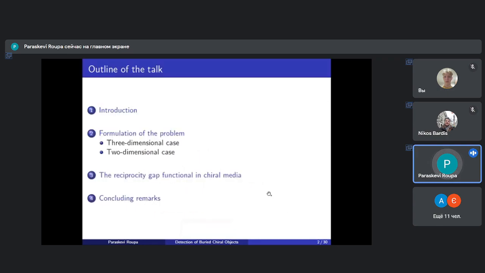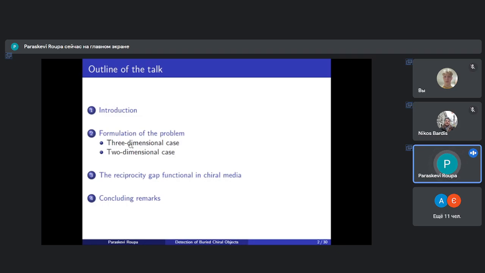The outline of the talk. First of all, we will start describing the meaning of chirality, a property that chiral obstacles have, and then we will briefly see some applications in which the detection of chiral objects is necessary. In fact, the detection is based on solving an inverse scattering problem. So, we will formulate this problem.